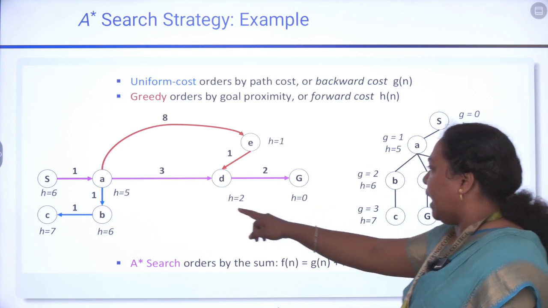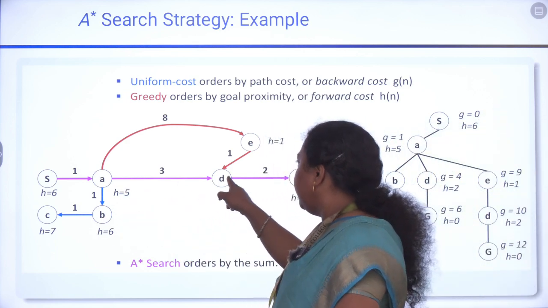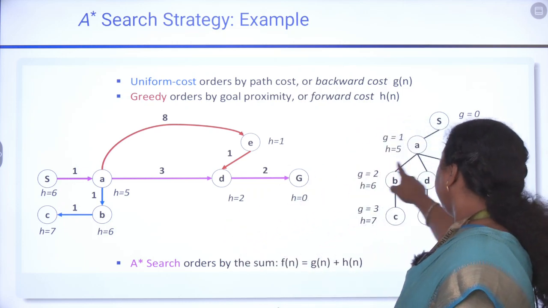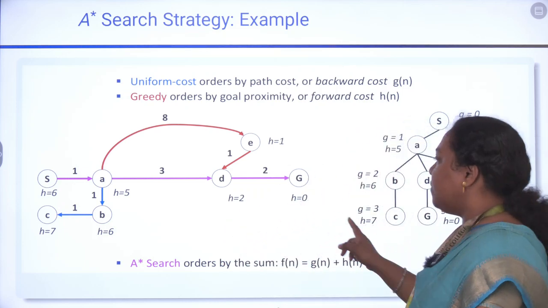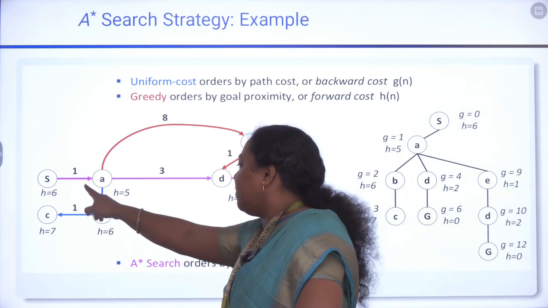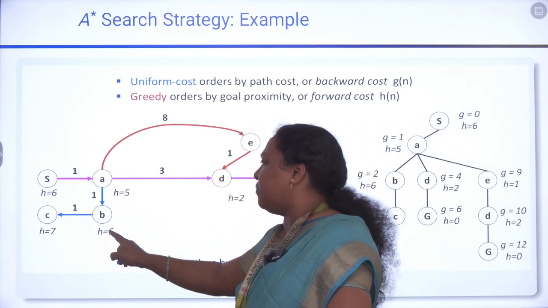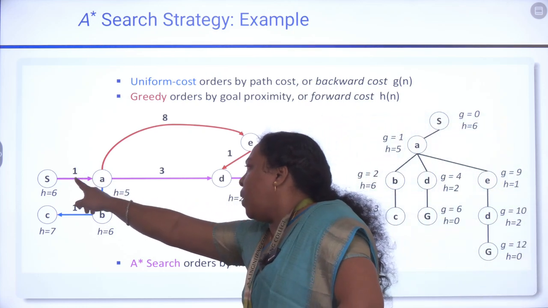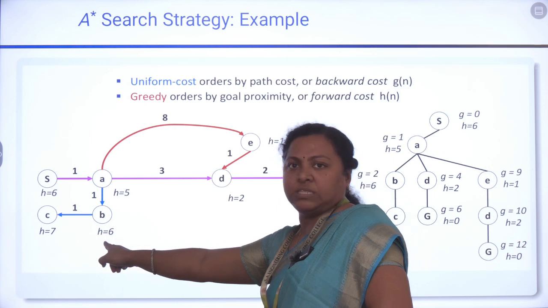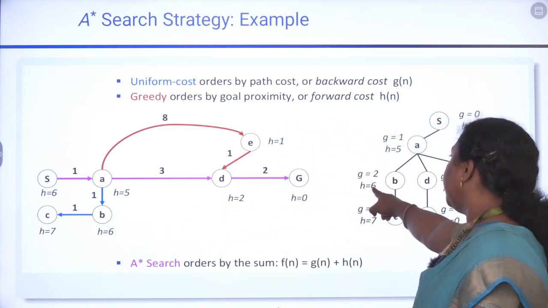When we come to the A node, A has B, D and E. So there are 3 nodes here, so it has been expanded to B, D and E. So when we say B, the G value will be 1 plus 1, which is 2, so G is 2. H is equal to 6, which is already being given, so that is being given here.